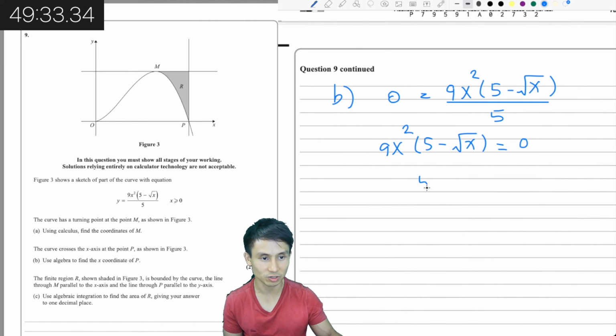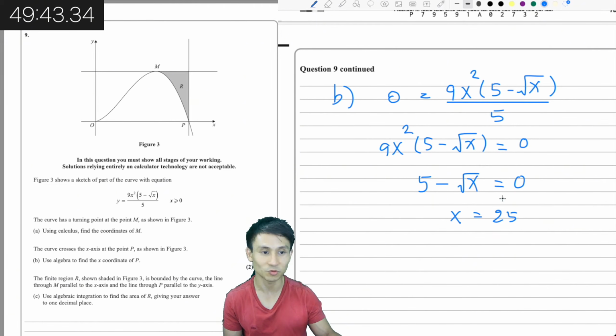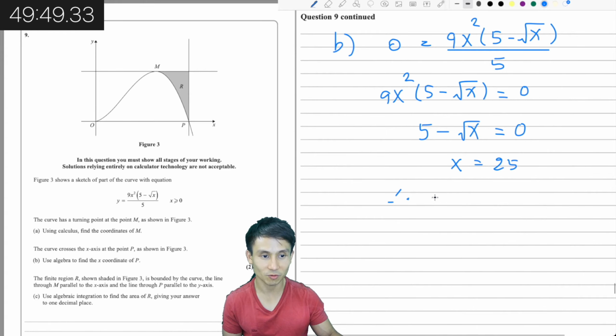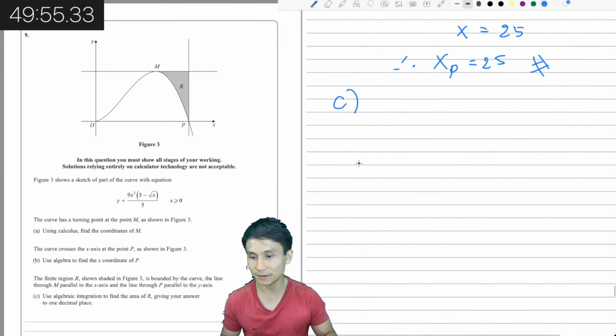but we want this one. So 5 minus square root x is 0. That means x will be 25, because if you put that in, it happens to be 0, right? And x is 25 and nothing else. So therefore x_P is 25. That's my answer. And then question C.